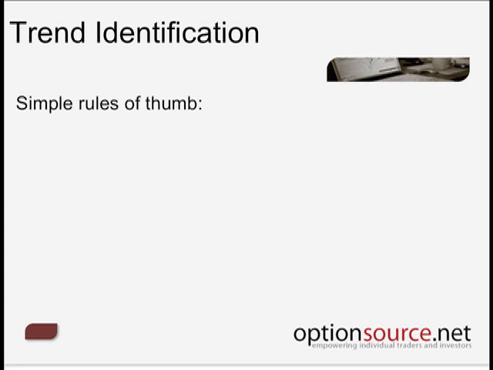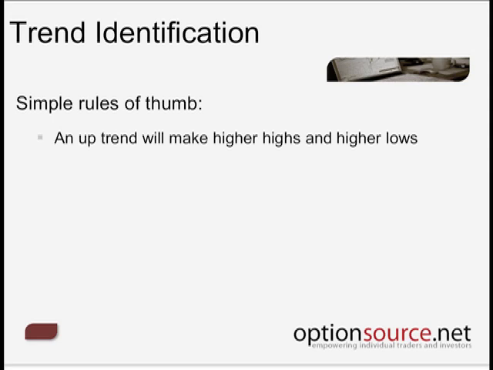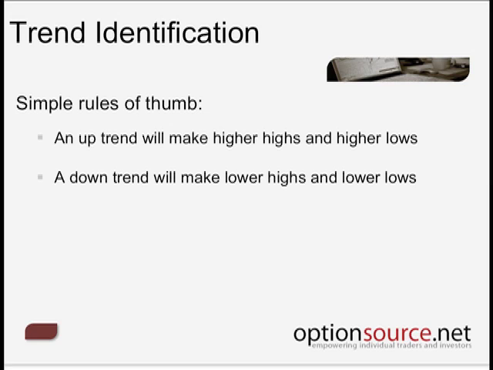So there are some simple rules of thumb that we try to reinforce when it comes to identifying a trend, and these may sound very juvenile, but the bottom line is they make a lot of sense when you're actually analyzing a chart. The idea is that an uptrend will make higher highs and higher lows, and subsequently a downtrend will make lower highs and lower lows. And we're going to use these peaks and these troughs to draw a trend line.